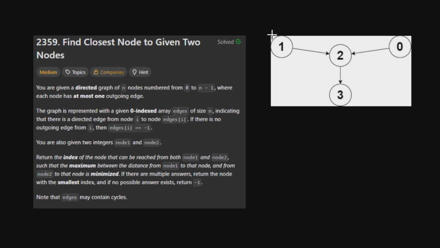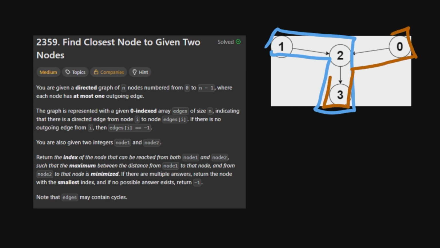And if we iterate the path from node 1, for example, we will get this. And if we iterate from node 2, we will get this path. Now first we need to find the intersecting nodes. In this case, these nodes are 2 and 3. Okay, so both paths intersect in 2 and 3.